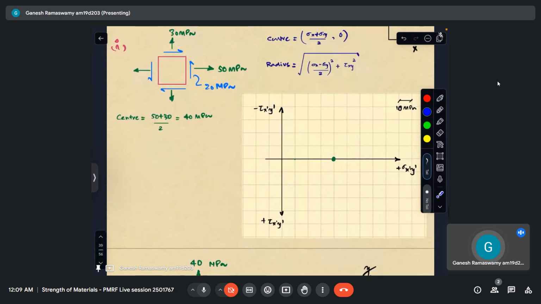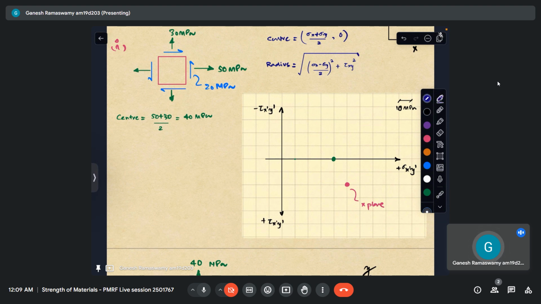So this is 50, this is 20. So let us plot the x-plane. So I have 50 and then I have to go down by 20. So this is my x-plane. So once this is plotted, it is easy for me to draw the circle.